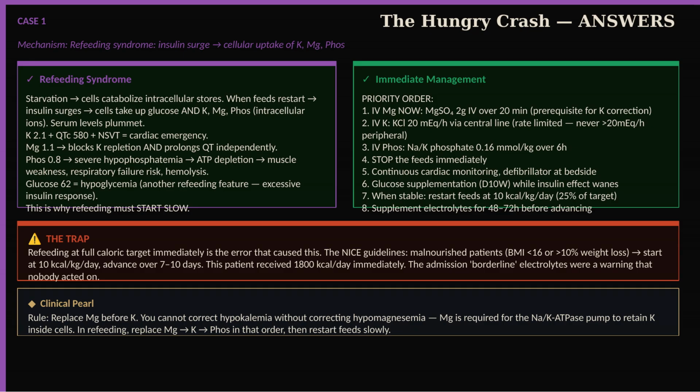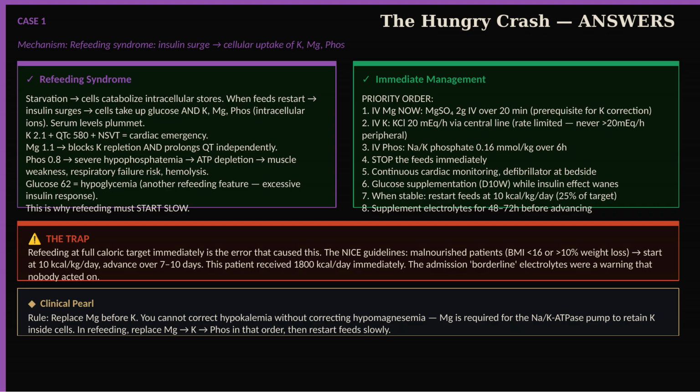So look at the damage. Potassium 2.1 with a QTc of 580 and a run of VT, that's a cardiac emergency, full stop. Magnesium of 1.1 is doing double harm. It blocks your ability to replace the potassium and independently stretches the QT. Phosphate of 0.8 is severe, and that matters more than people think. Phosphate is the backbone of ATP, so depletion means muscle weakness, risk of respiratory failure, even hemolysis. And the glucose of 62 is itself a refeeding feature from the overshooting insulin.